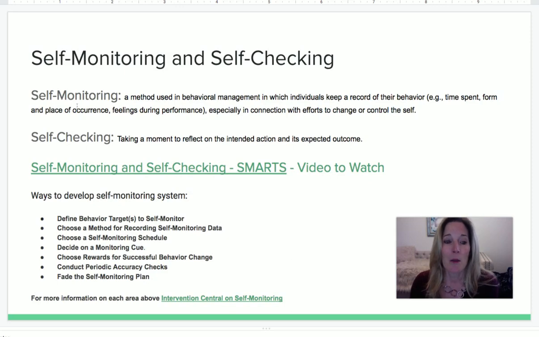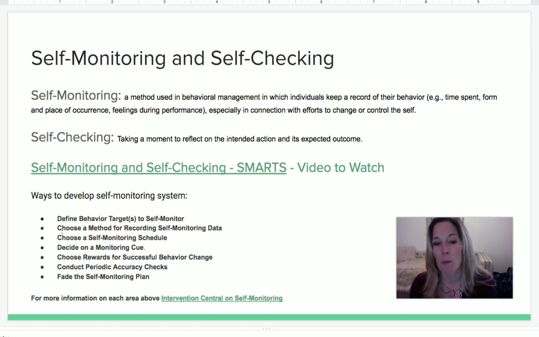And then self-monitoring and self-checking, again, all interchangeable words. So I have a video here for you to watch. It'll talk specifically about self-monitoring and self-checking. And the way to develop a self-monitoring system is that you need to define the behavior that you're targeting for self-monitoring. That's the first thing. What's the problem area that needs to be focused on?